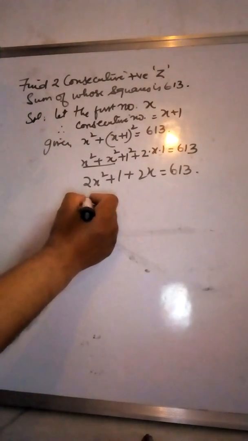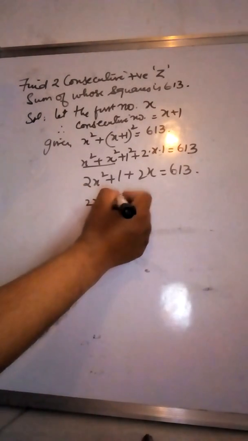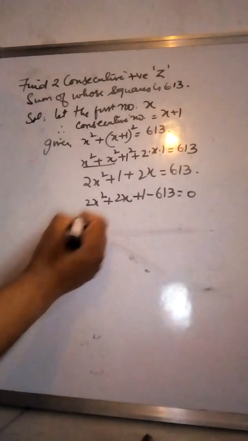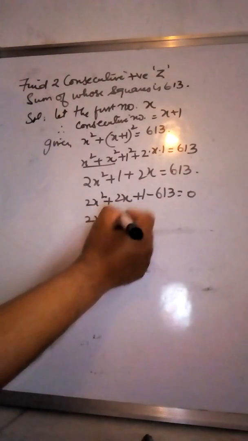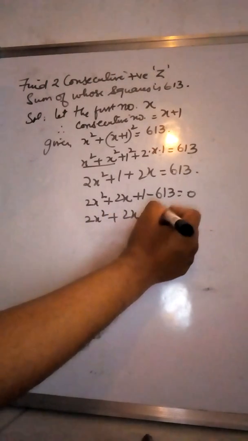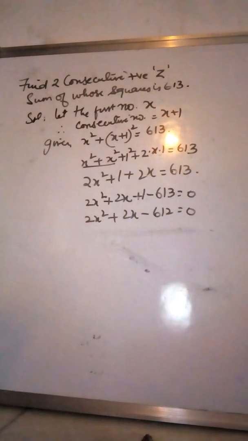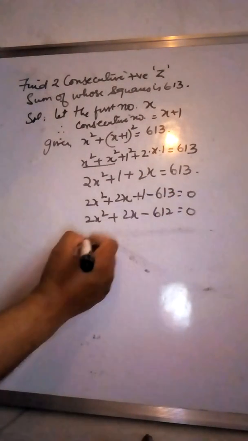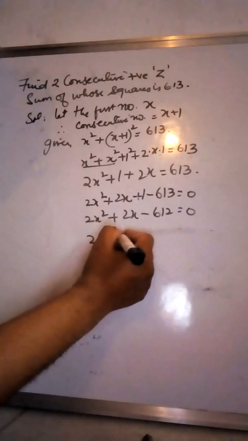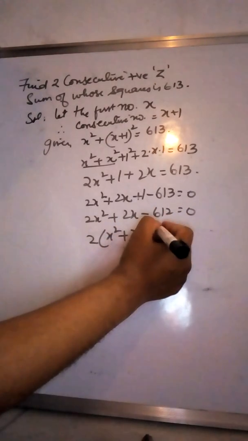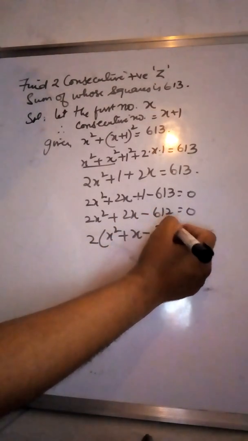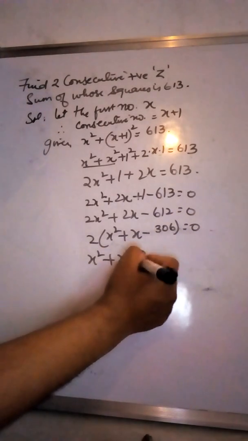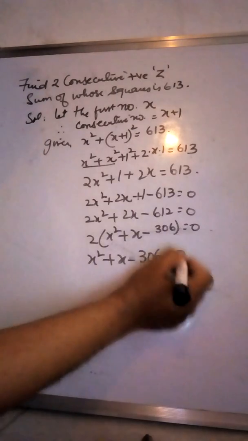Transposing 613, we will have 2x square plus 2x plus 1 minus 613 is equal to 0. So that will be 2x square plus 2x minus 612. Plus and minus means we have to subtract and take the sign of the greater number. Now all are multiples of 2, take 2 common, so it will be x square plus x minus 306 is equal to 0, since 2 3s are 6, 0, 2 6s are 12, and 0 divided by 2 is 0.